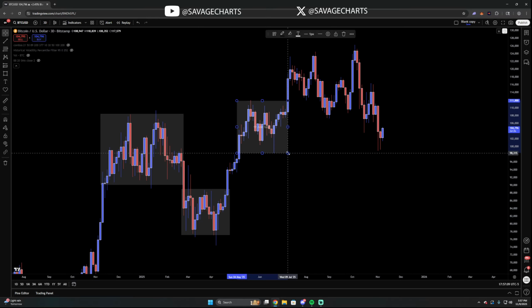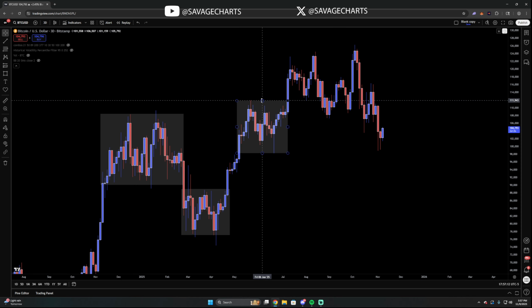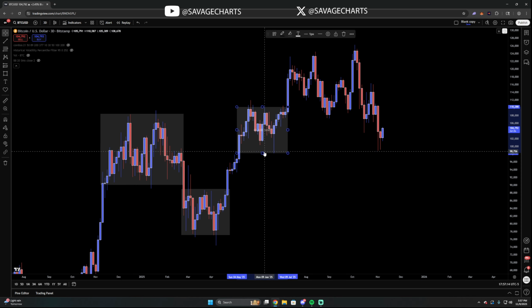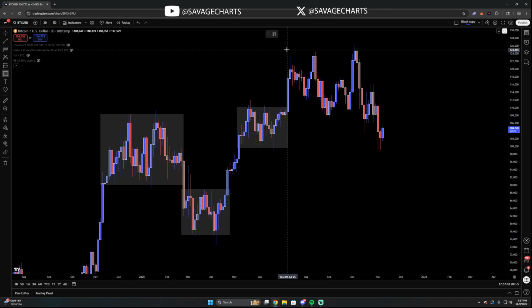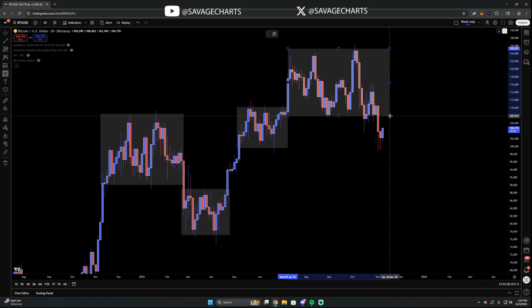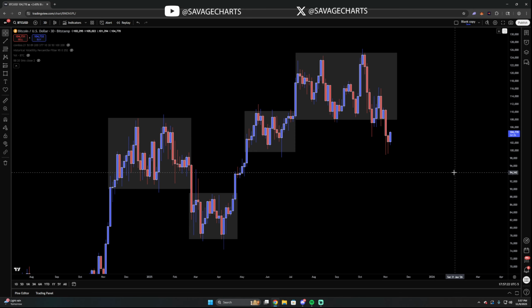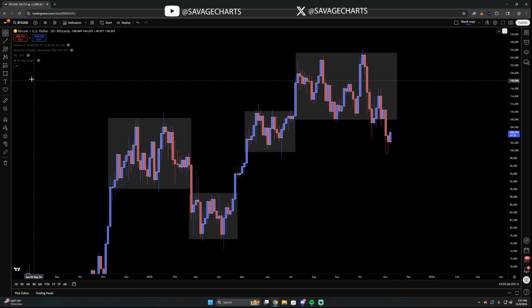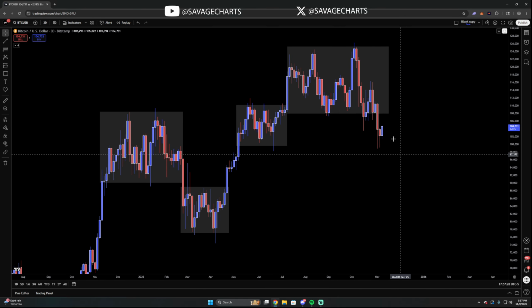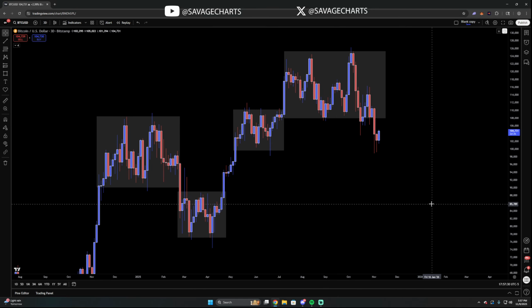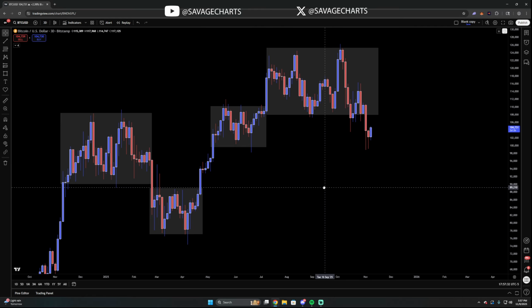Got one right here, right? Not gonna really worry too much about the wicks. And we got this one right here. So this is how you should look at any price structure, in my opinion. You're always trying to look at the range. I'm looking at the 3-day chart here.